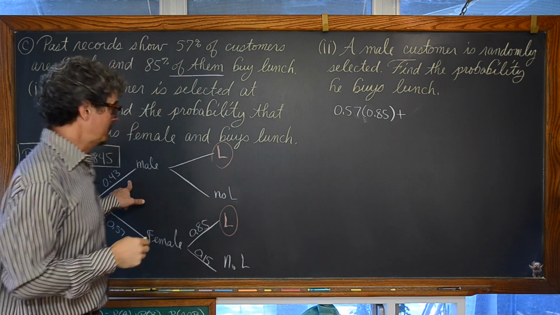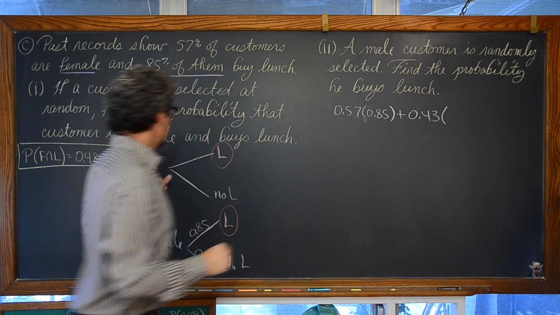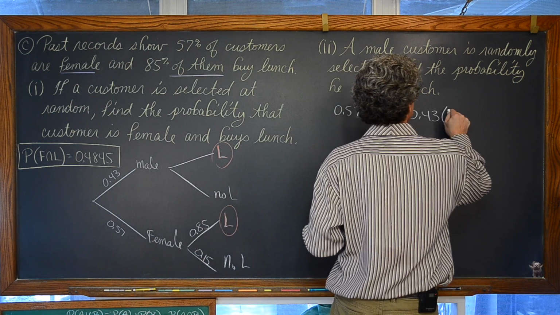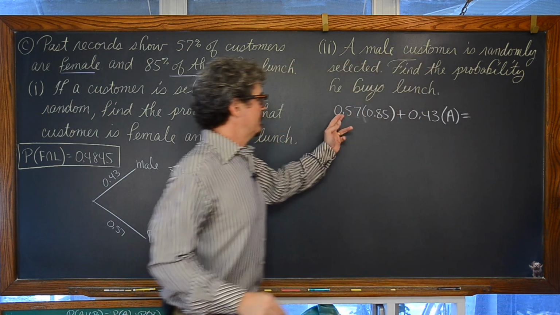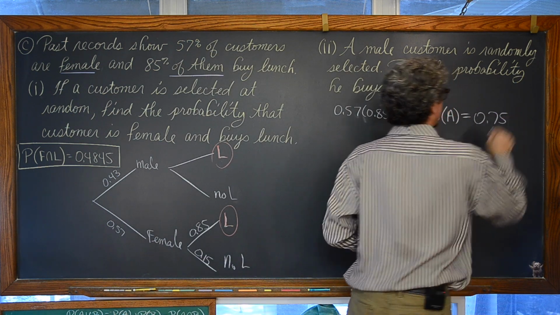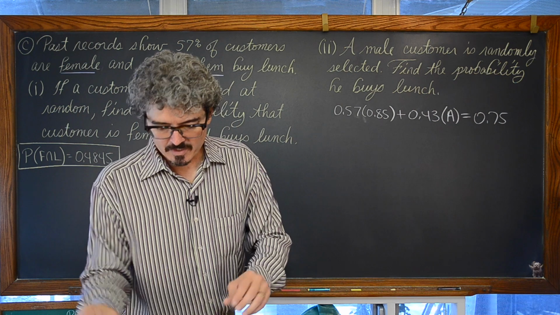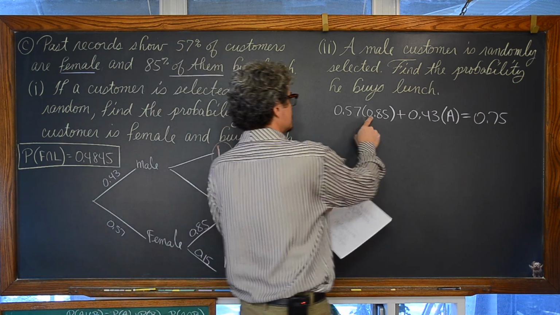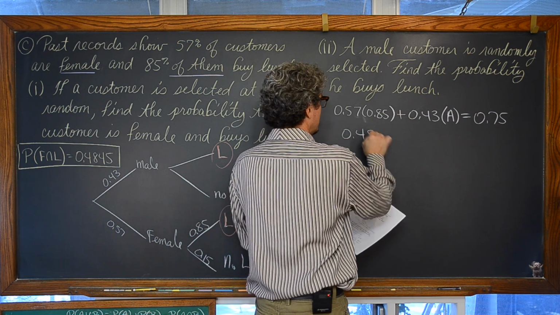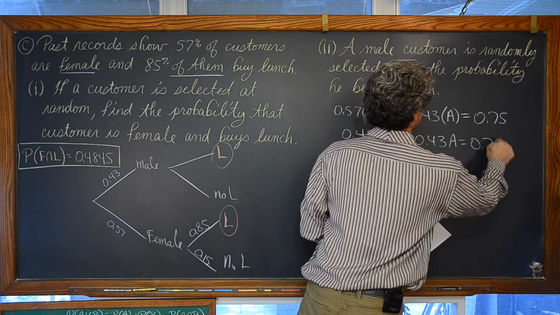Plus, we have the males coming in, so there's a 43% probability that the customer is male. We don't know the probability of that male buying lunch, so we'll just call that, I don't know, A. But the females buying lunch and the males buying lunch has to add up to 0.75, which is, of all the customers that come in, 75% of them buy lunch. Now, grabbing a calculator, we have 0.57 times 0.85 comes out to be 0.4845, plus 0.43A is equal to 0.75.